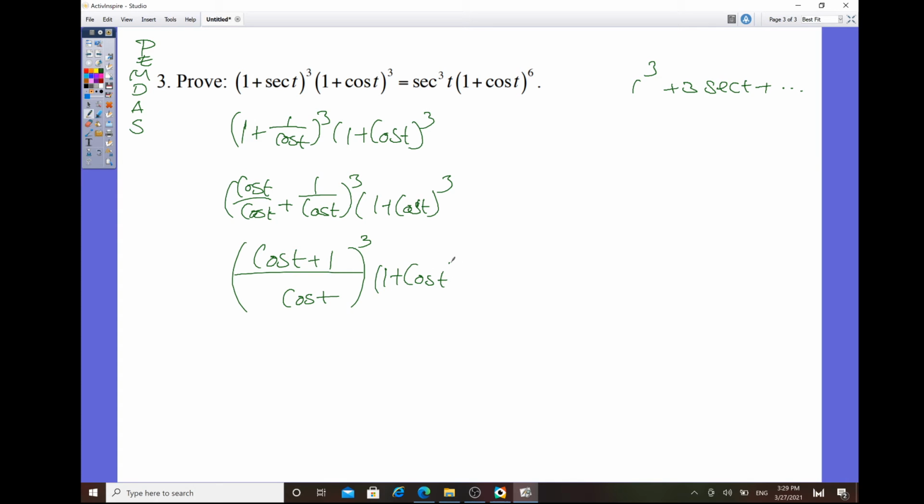So again, basically what I'm doing here is just like a rational expression. I just combine the integer and the rational expression together. And then the power, distribute, top and the bottom.